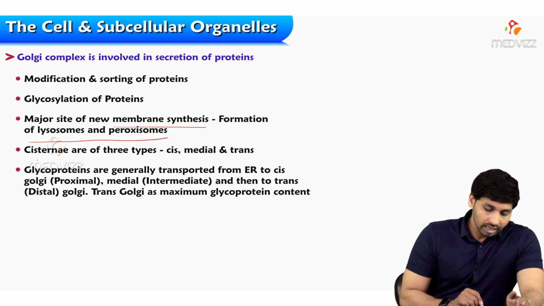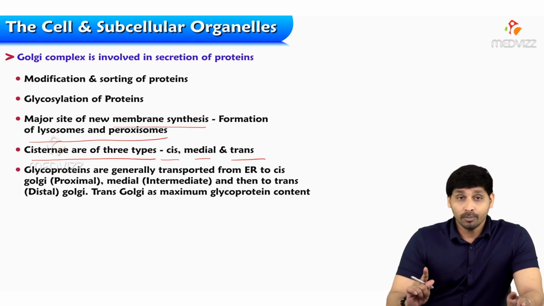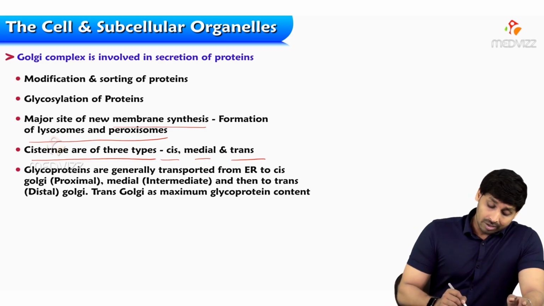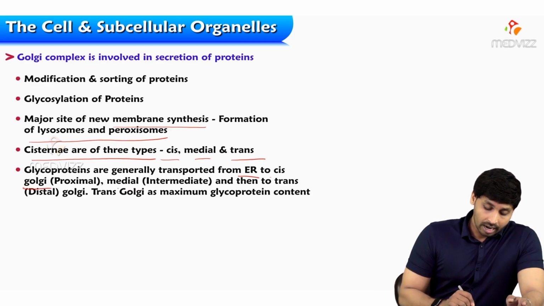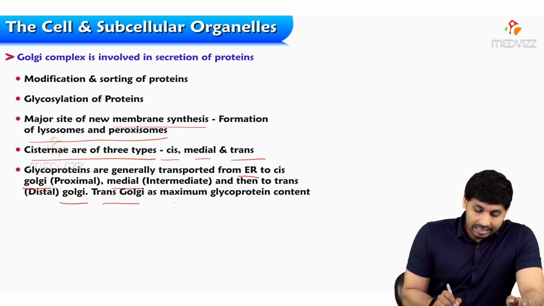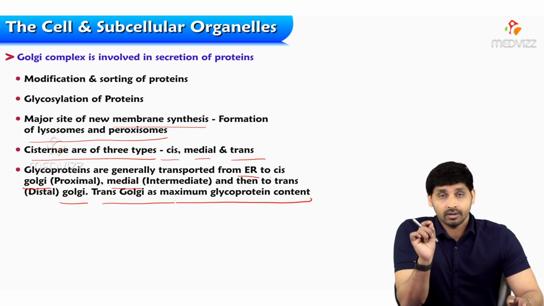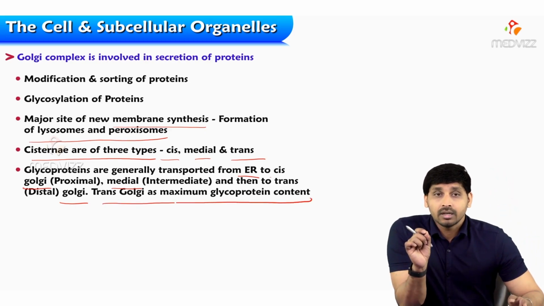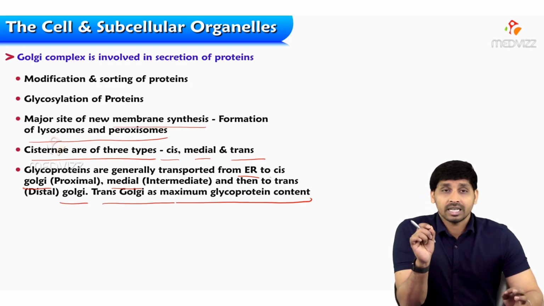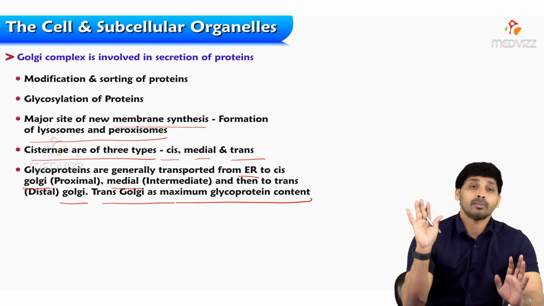The Golgi complex cisternae are of three types: cis, medial and trans. Glycoproteins are generally transported from endoplasmic reticulum to cis Golgi, then to medial and then to trans Golgi. Trans Golgi has the maximum glycoprotein content. The trans membrane of Golgi complex has the maximum glycosylated proteins.